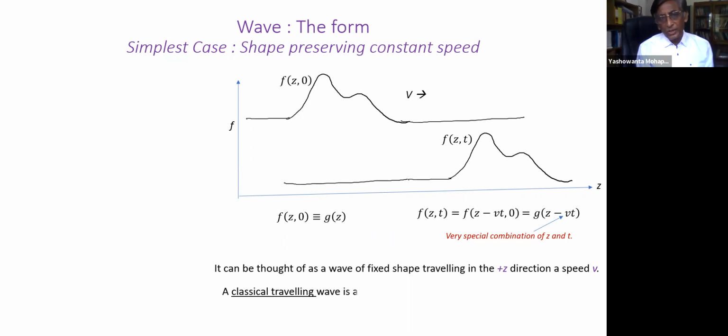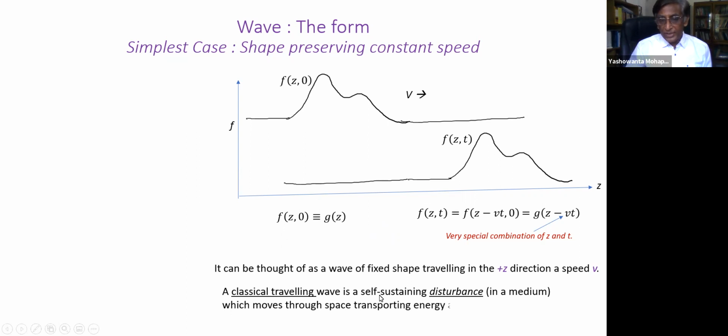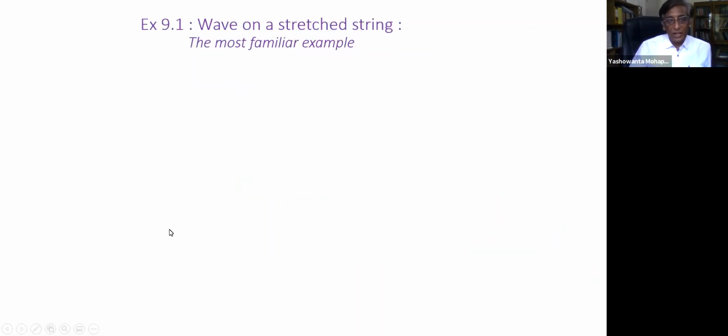If you want a sort of a definition, in physics we don't worry so much about definition, but the description of waves, then the classical traveling wave is a self-sustaining disturbance in a medium which moves through space. What moves through? Disturbance moves through. May not be the particle itself. Okay, there may not be actual material transport, but there is transport of energy and momentum because of the transport of the disturbance. That's the wave class of phenomena that we are describing.